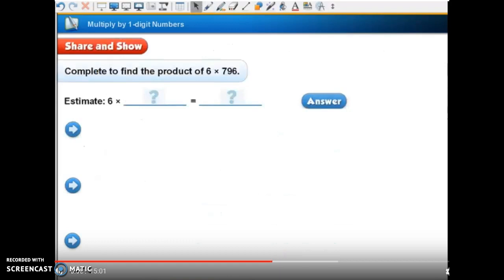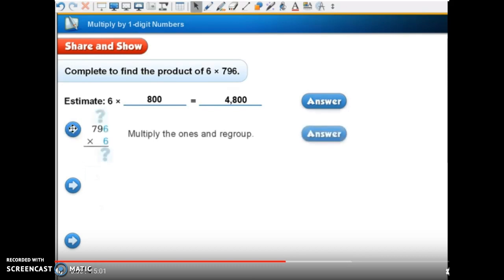You've moved on to page 29. It says estimate 6 times 796. So what do you think they're going to round 796 to? 800. And 6 times 8 is 48. And then we have our 2 zeros. Here we go. It says multiply the ones. So 6 times 6 is 36. They put the 6 in the ones and regroup the 3 to the tens.